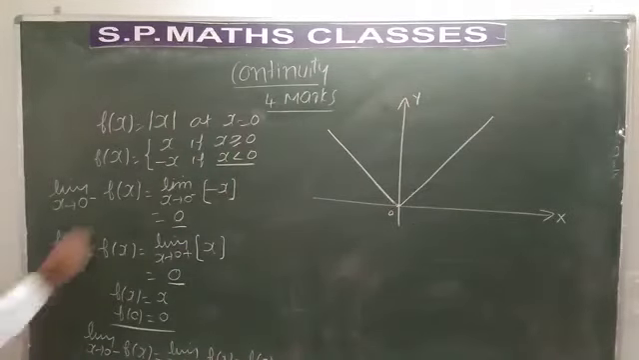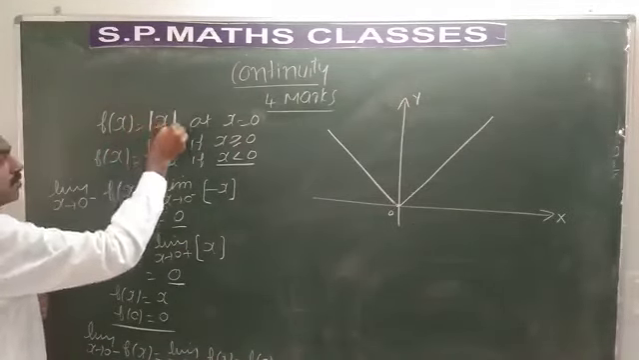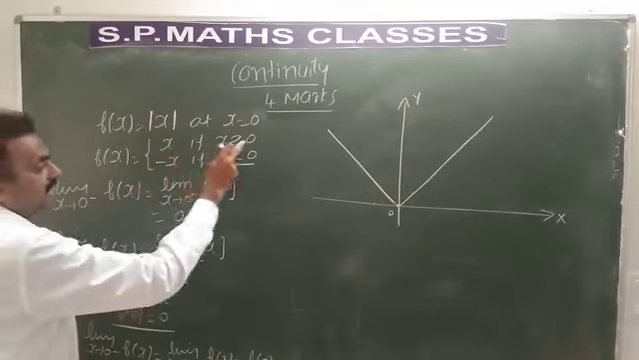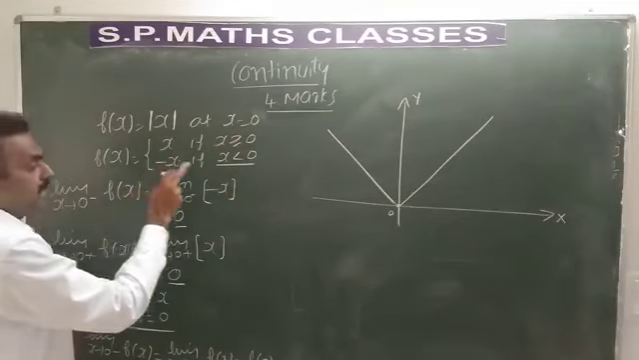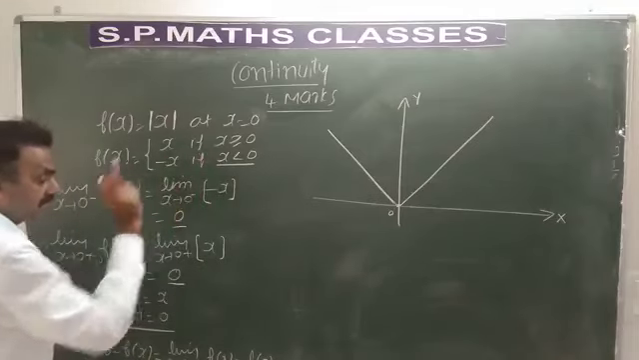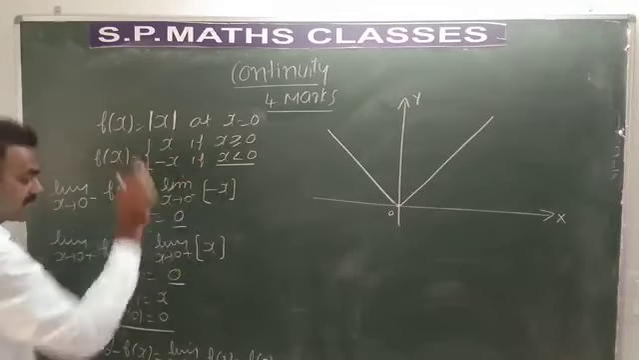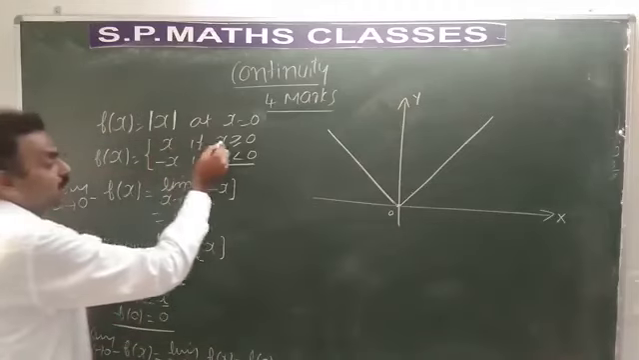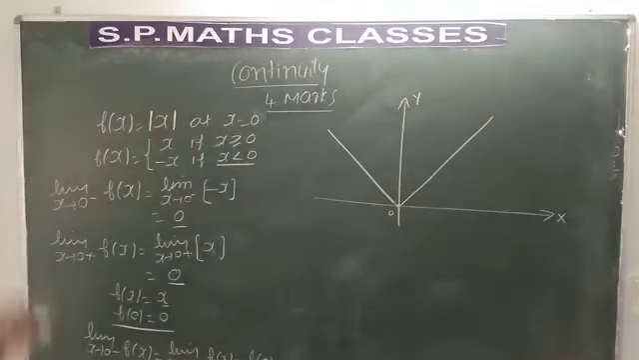Please understand properly, you have been given the modulus function. If you know the definition, then only you can solve the problem. f of x is x if x is greater than or equal to 0. It's minus x if x is less than 0. So for left hand limit we have to take minus x. For right hand limit we have to take plus x. For x is equal to 0 you have to take plus x, because it is x when x is greater than or equal to 0 and minus x for x less than 0. I think you have understood this problem. This is a very important problem regarding the modulus function. You need to understand it properly.